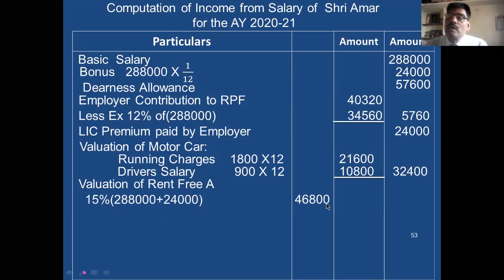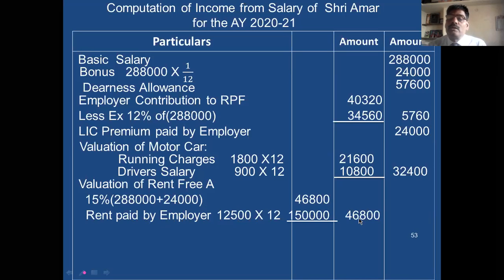Its value is 46,800. Then the next point is actual rent paid. Rent paid is 12,500 into 12, that is 1,50,000. So 1,50,000 or 46,800, whichever is less, is the value of the perquisite. It is unfurnished, so you add 10% of cost of furniture. 40,000 is the cost of furniture, so you add 4,000. Then the value of the house is 50,800.